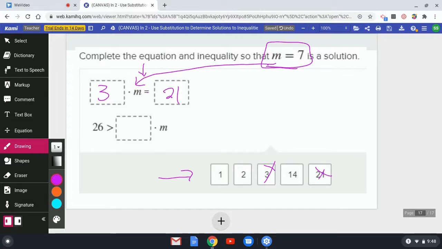A number times m, or a number times 7, has to be less than or smaller than 26. So which of these leftover numbers here would be smaller or less than 26 when I multiply by 7? 2. I could also put 1 in there. Either of those would make it true.